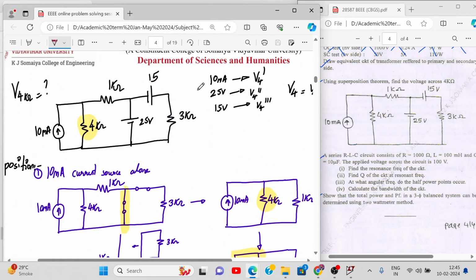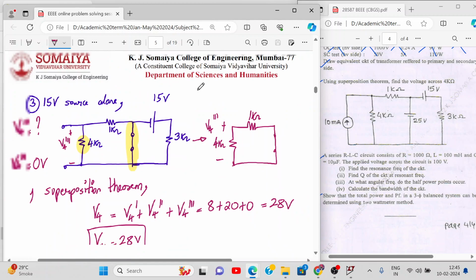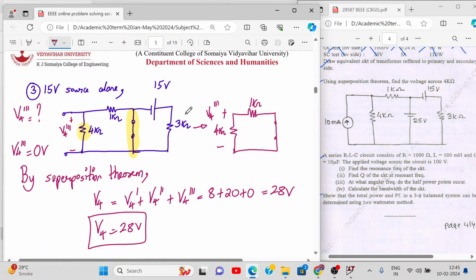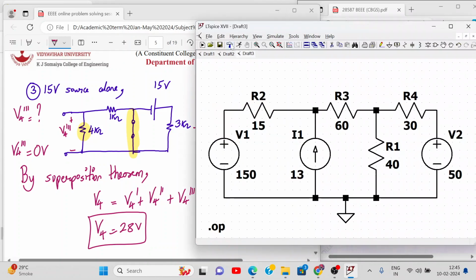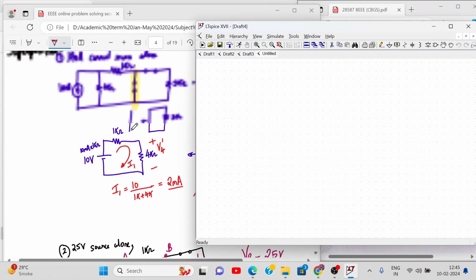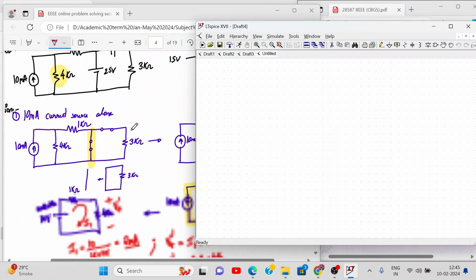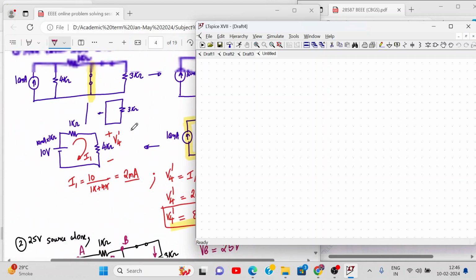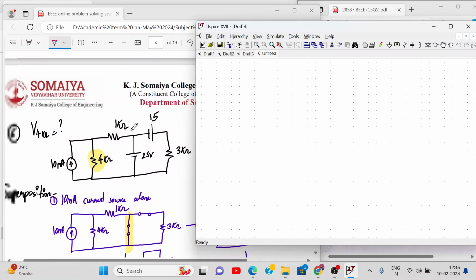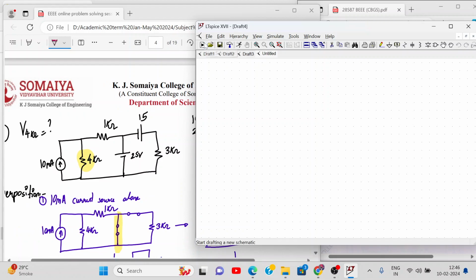Can we quickly simulate in LTspice and show it to you? This is okay? Understood? Everyone followed? Sir, will this come for 10 marks? Yes, if it comes, superposition normally comes for 10 marks unless it is very simple numerical.